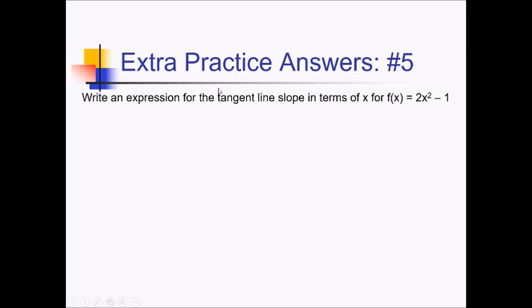On this problem, we want an expression for the tangent line slope in terms of x for this function. So let me start by writing the equation for a tangent line slope, just the general IROC formula. Limit as h approaches 0 of f of x plus h minus f of x over h. We don't really get anything for just writing a general formula, but it's nice to know where I'm putting everything.